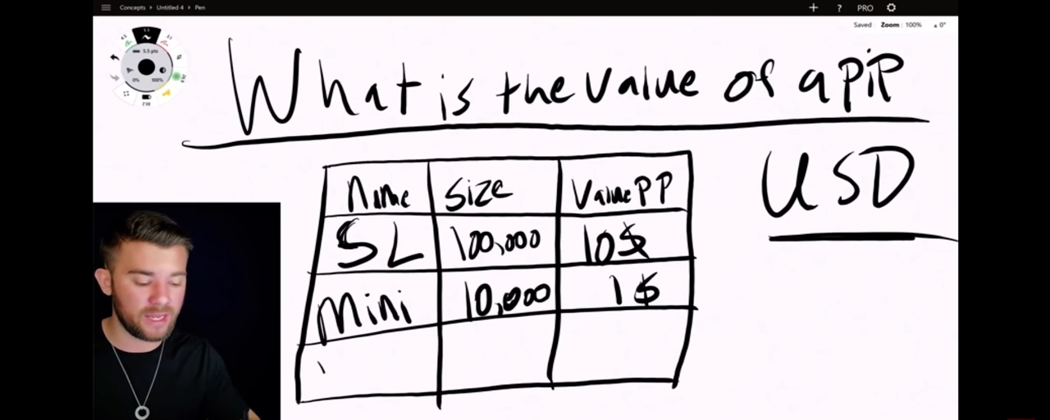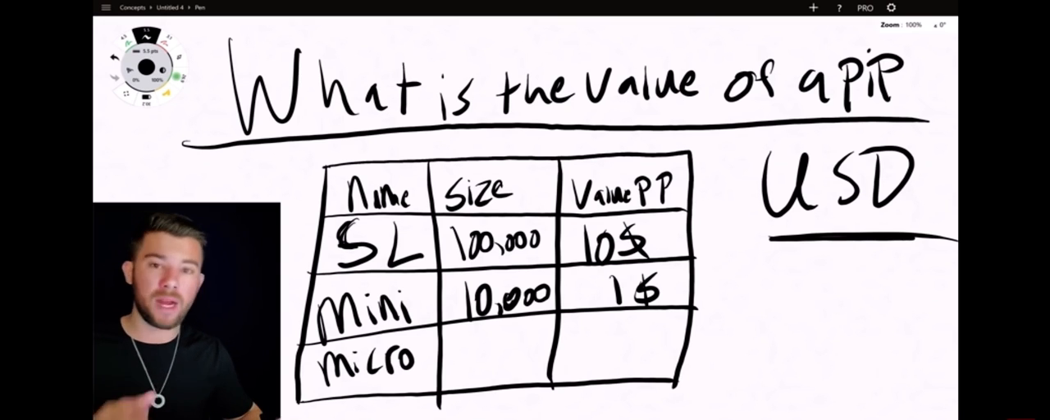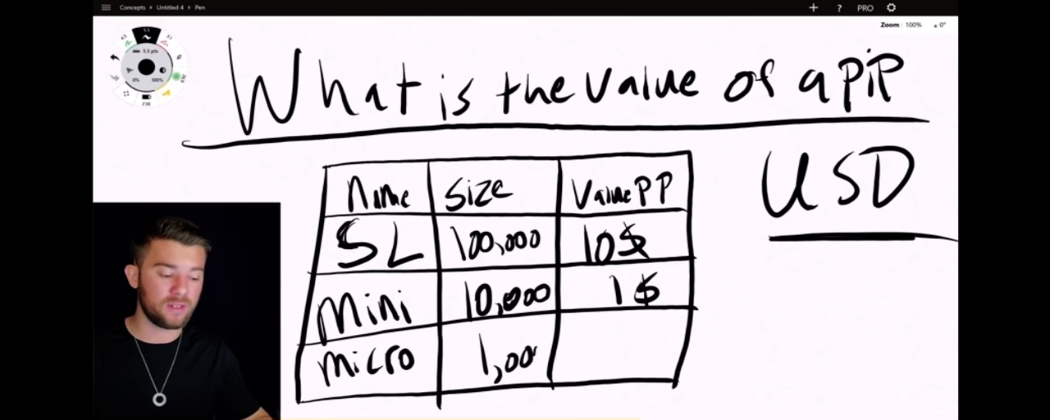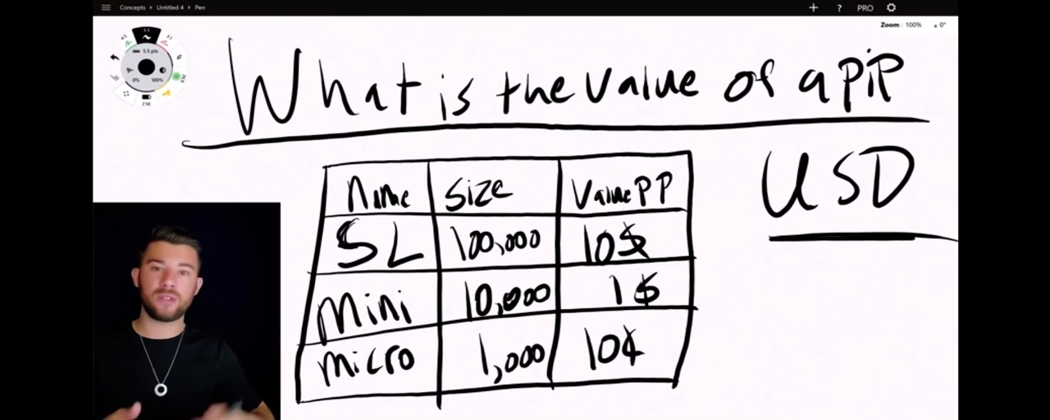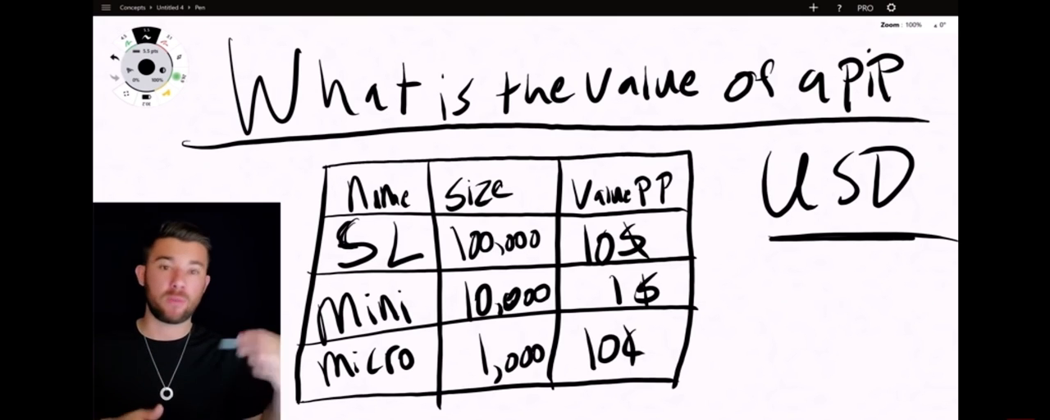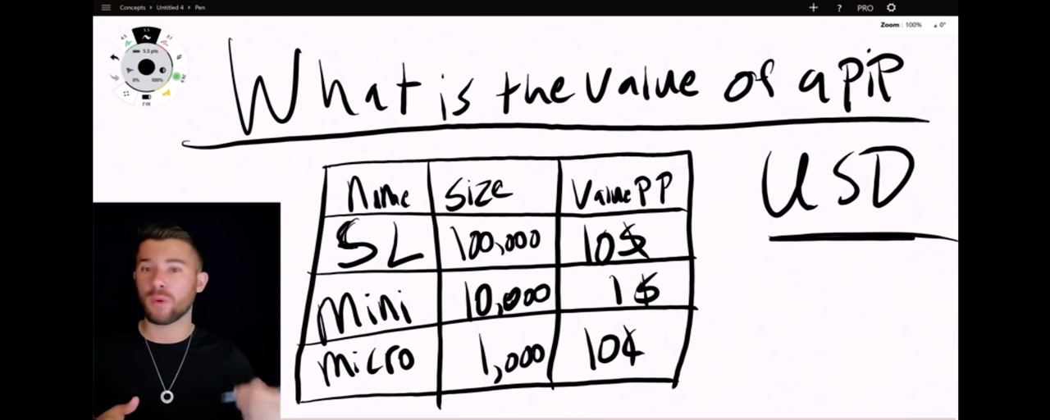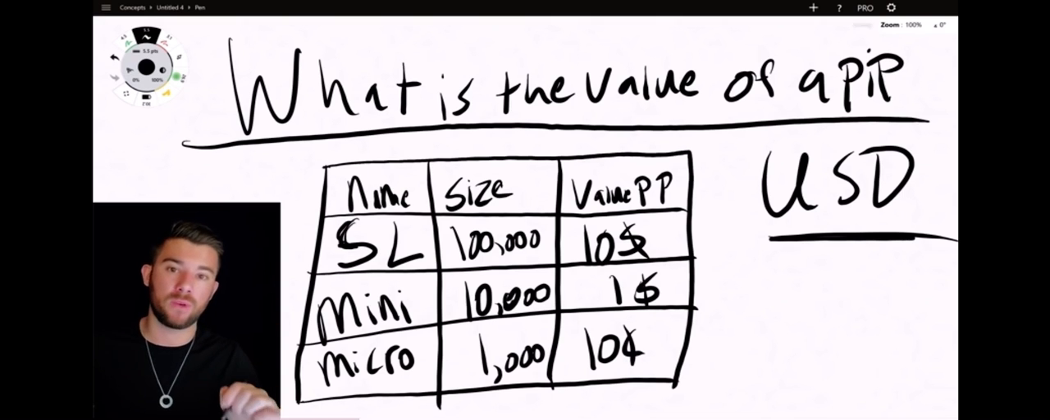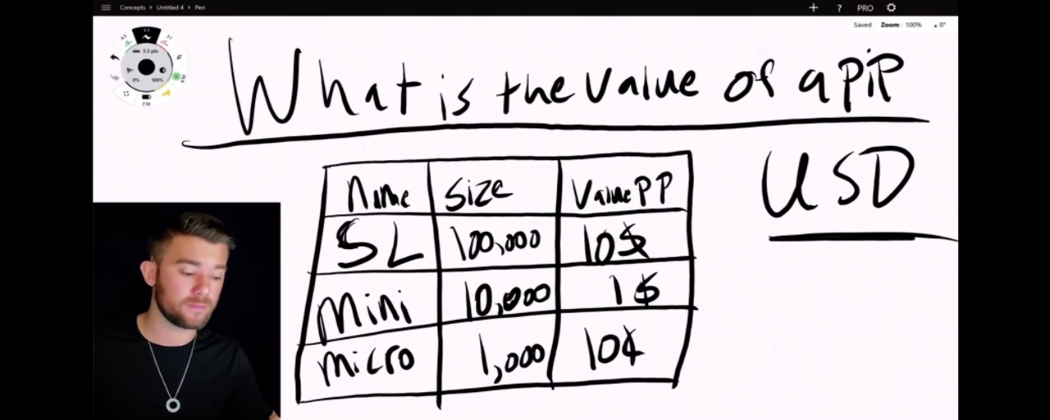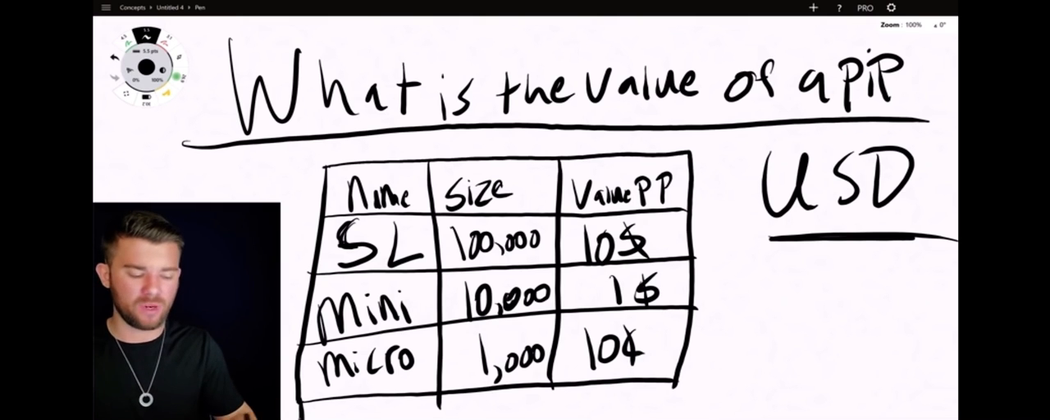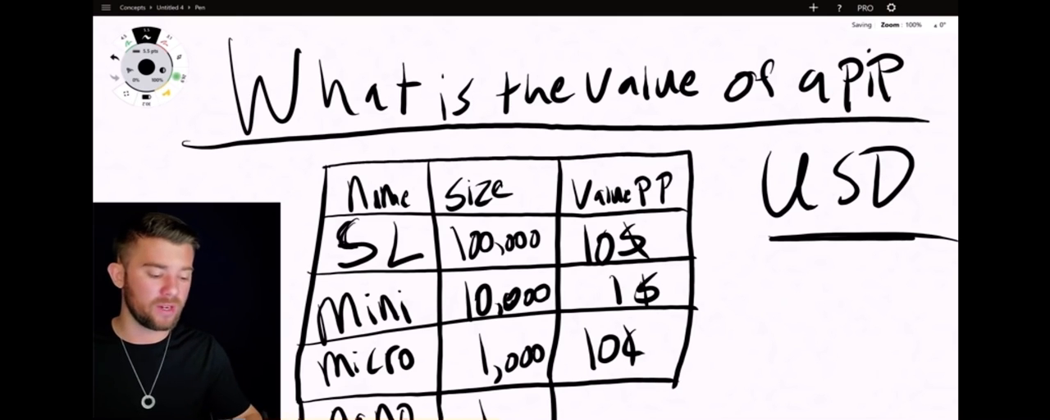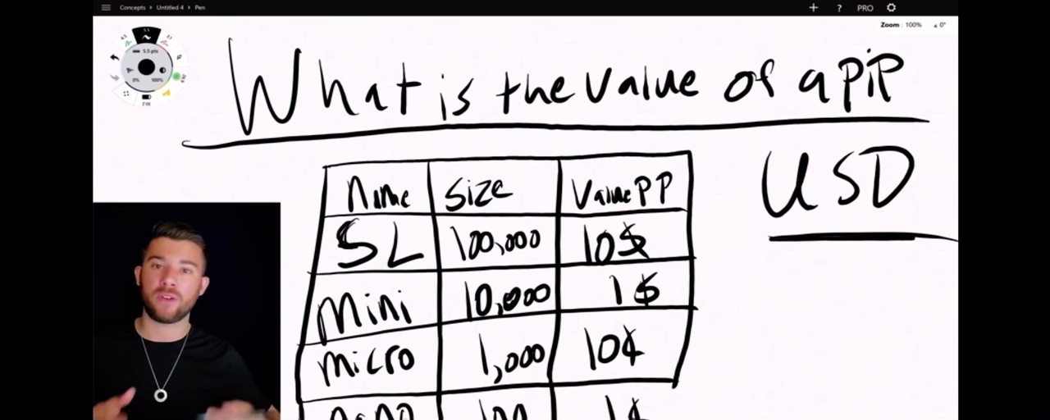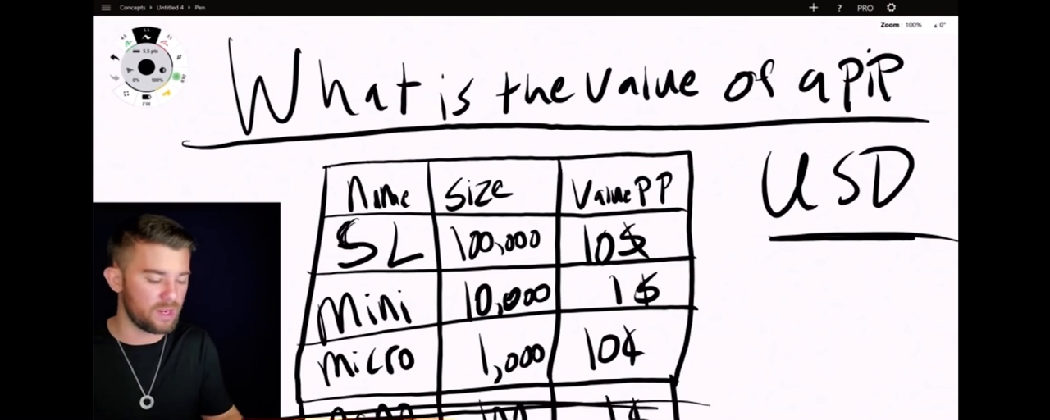And the last lot we're going to take a look at is the micro lot. The micro lot means you're controlling 1,000 units of a certain currency, and that means that you are losing or gaining 10 cents per pip. So every pip that the market moves is going to be 10 cents up or down in your account if you're trading a micro lot. And the last one, which we're not going to dive deep into at all, is called a nano lot. A nano lot means that you're controlling 100 units of currency, and every pip is worth a penny, which is something that we're not even going to worry about.